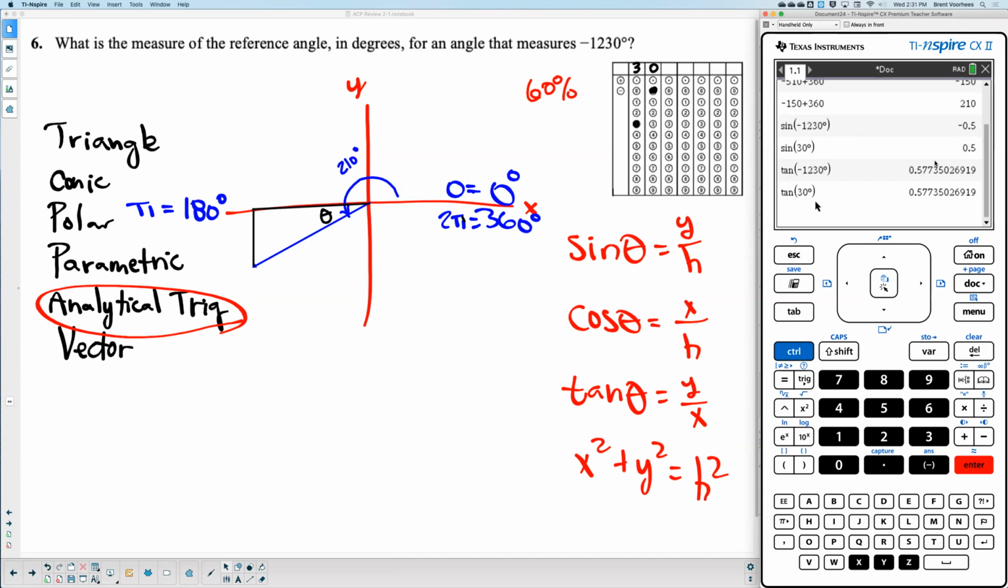Questions on number 6? Before I move on, what is sine? Cos is, tangent is, and the Pythagorean theorem? X squared plus y squared equals h squared. As long as you know that part, you can solve the rest for any problem.